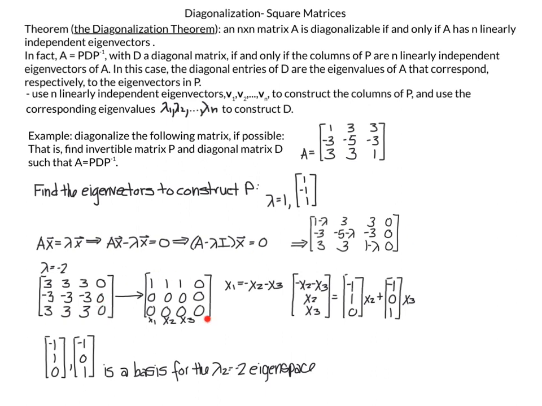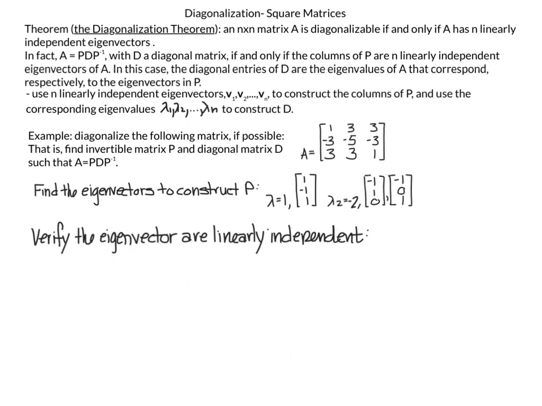Row reducing thus, what I get is that x2 and x3 are free, and x1 is going to equal minus x2 minus x3 over here. Writing out the solution then, I have x1 is equal to minus x2 minus x3, and x2 and x3 are free. So a basis for this set of vectors is negative 1, 1, 0, and negative 1, 0, 1. So these two vectors will be my basis for the lambda equals negative 2 eigenspace.